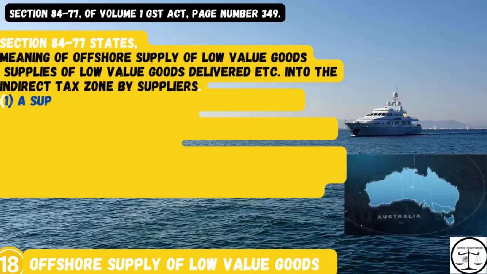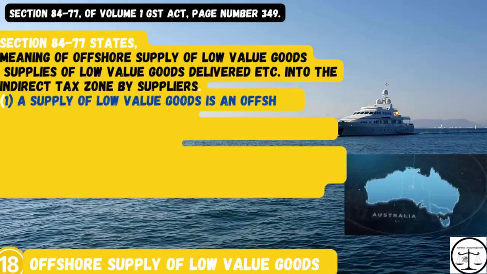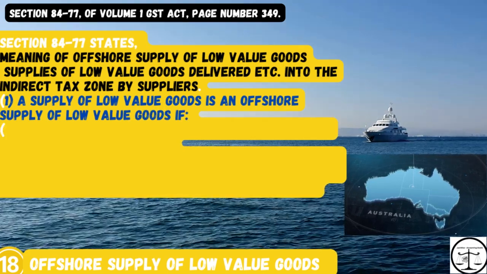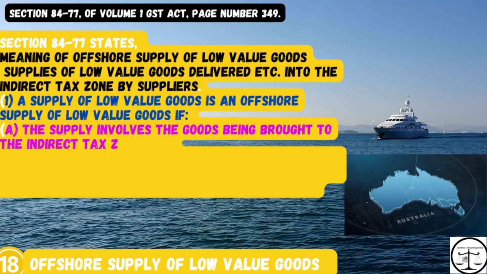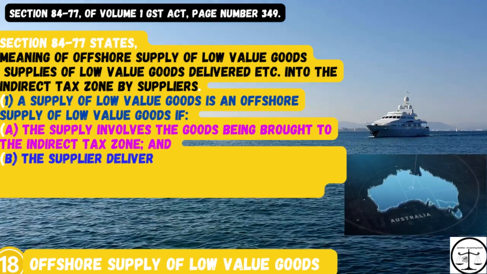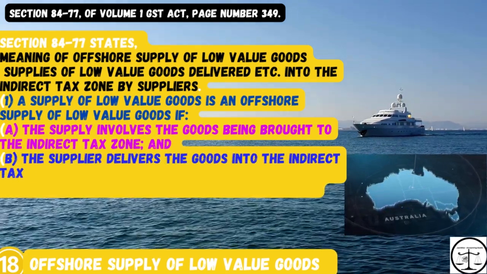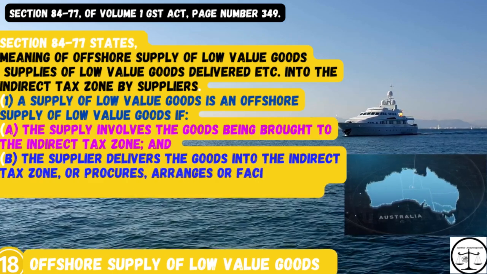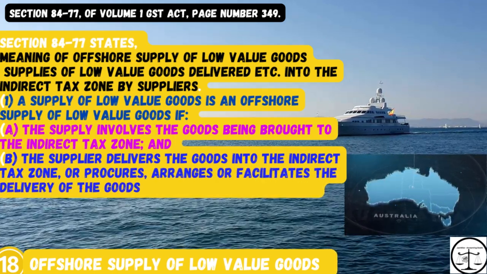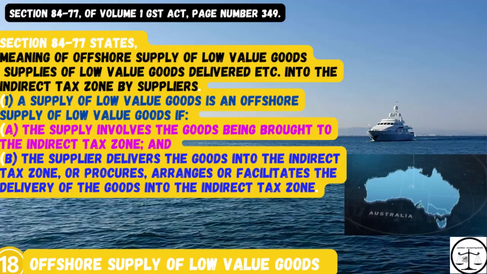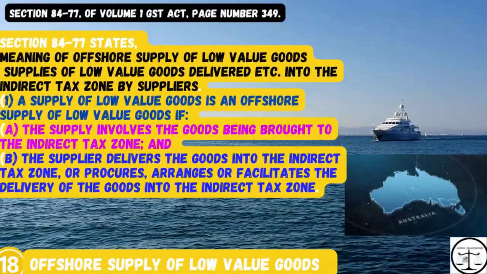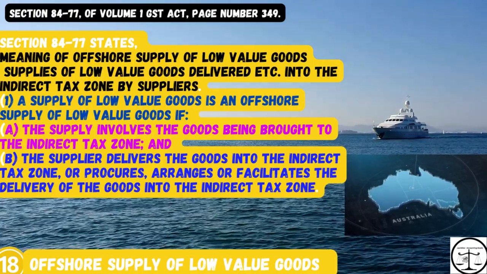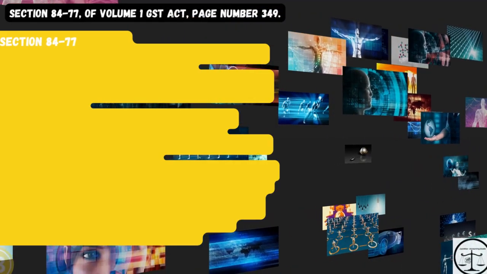Supplies of low-value goods delivered etc. into the indirect tax zone by suppliers. 1. A supply of low-value goods is an offshore supply of low-value goods if A. The supply involves the goods being brought to the indirect tax zone, and B. The supplier delivers the goods into the indirect tax zone, or procures, arranges or facilitates the delivery of the goods into the indirect tax zone.